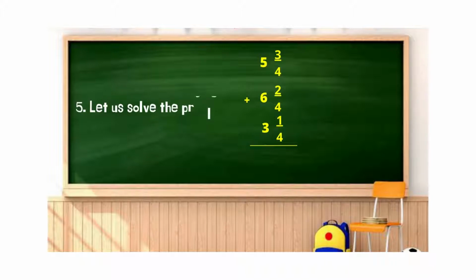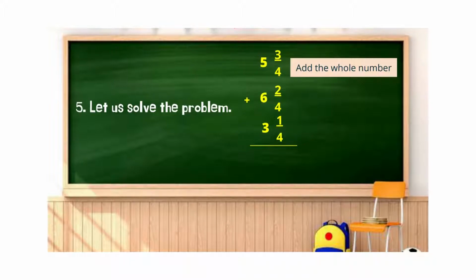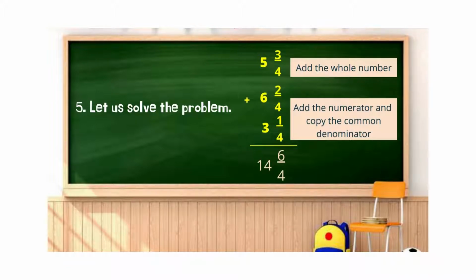Let us now solve the problem. First, write the given in column. 5 and 3/4 plus 6 and 2/4 plus 3 and 1/4 is equal to. First, add the whole numbers. 5 plus 6 plus 3 is equal to? Correct, 14. Then add the numerators. 3 plus 2 plus 1 is how many? Correct, 6. And what is your common denominator? Very good, 4. Then you have 14 and 6/4.